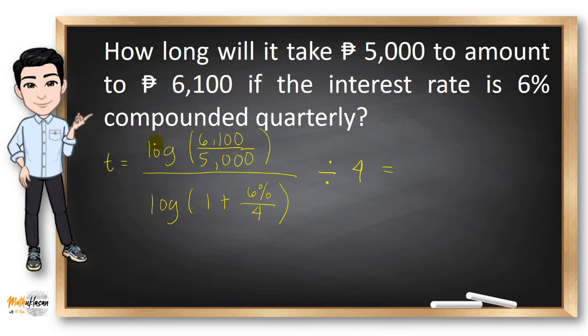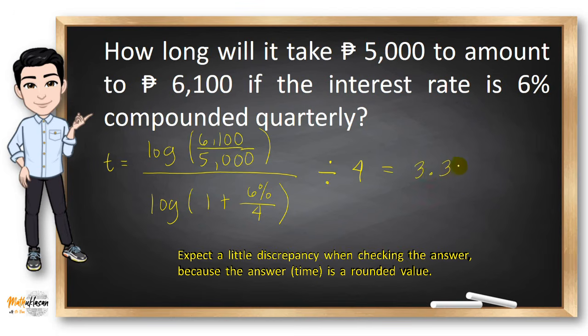Remember that you need to simplify this first and then divide this with your answer here on the denominator. After getting the final value of this left side of the expression, you need to divide the answer by 4. So in this case, it's 3.34. And this is in terms of years.